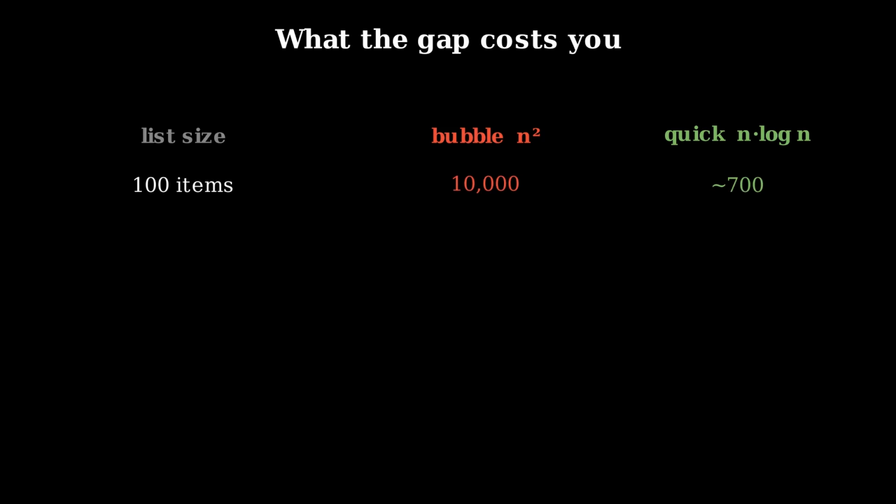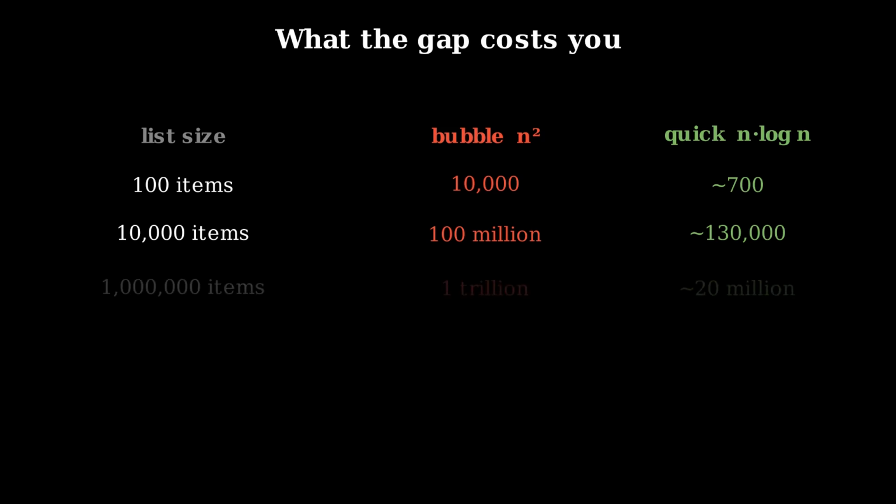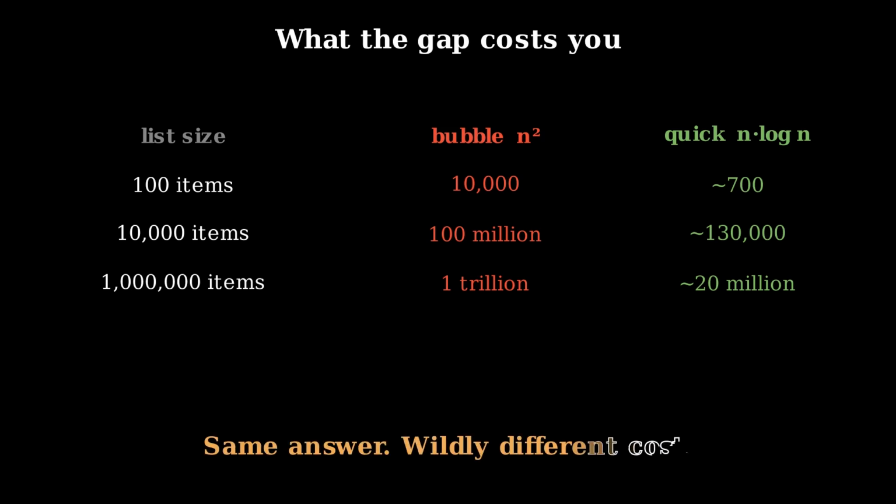For 100 items, nobody cares, both finish in a blink. But at 10,000 items, bubble sort already does 100 million comparisons to quicksort's 100,000. And at 1 million items, it's 1 trillion versus 20 million, the difference between hours of waiting and the blink of an eye. Same sorted list at the end, wildly different costs to get there.